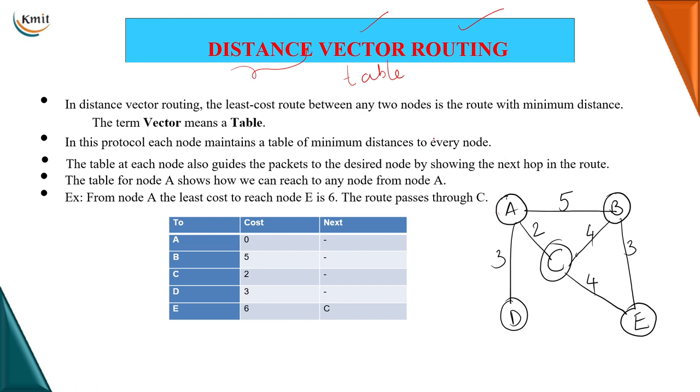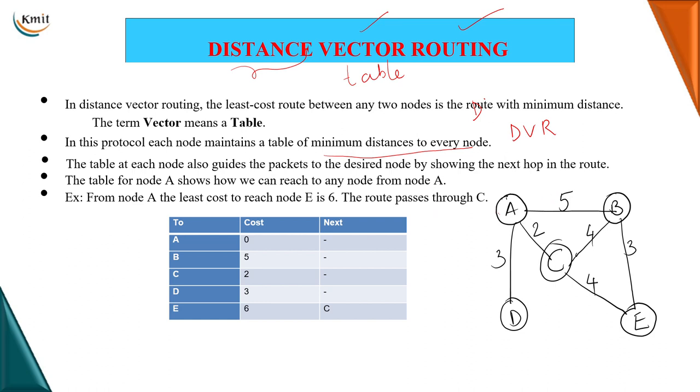In the distance vector routing algorithm, every node maintains a distance vector table. That is why it is called distance vector routing. This table maintains the minimum distances to every node. How will these tables help in routing packets? By looking into the table, we can find out that I can reach from one node to another at this particular cost using this particular route. This is the advantage of the routing table.